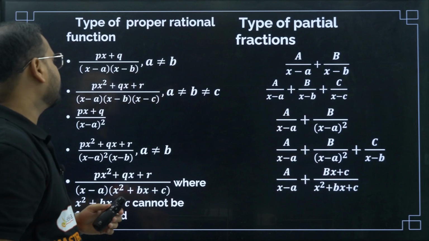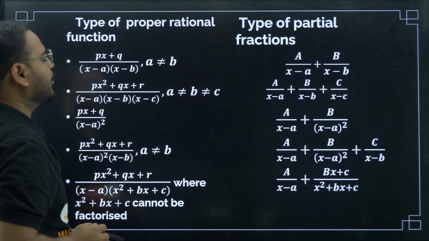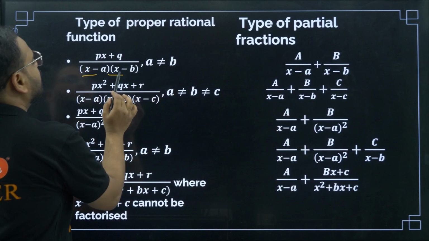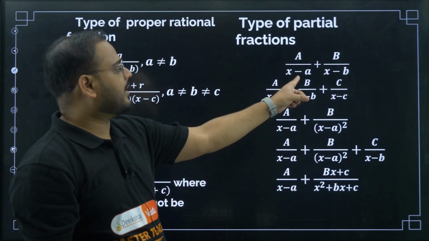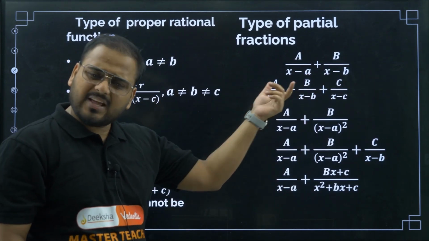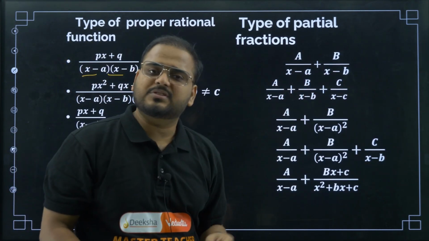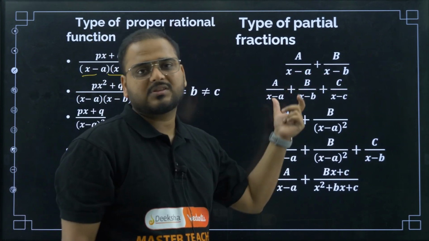So let's have a look. Px plus q is there. Since the factors are 2, for each factor we'll write an unknown: a upon x minus a and b upon x minus b. I took a question like this in the previous session where I solved 2 questions on partial fractions. This only we used.